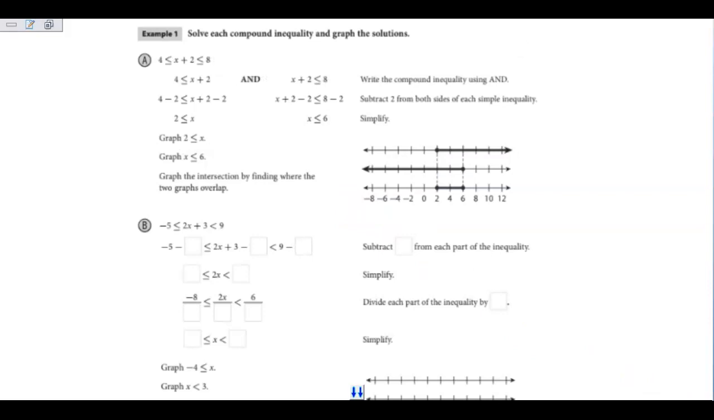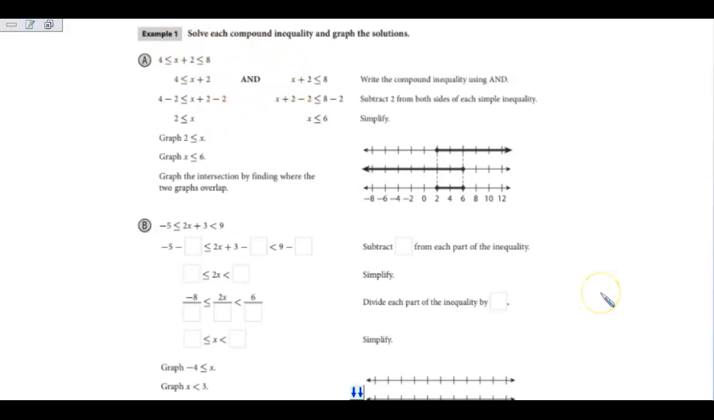So now we're going to solve a compound inequality and graph the solutions. Our inequality statement is 4 is less than or equal to x plus 2, which is less than or equal to 8. What we can do is break them up into two separate ones by taking the first half and then doing the second half.